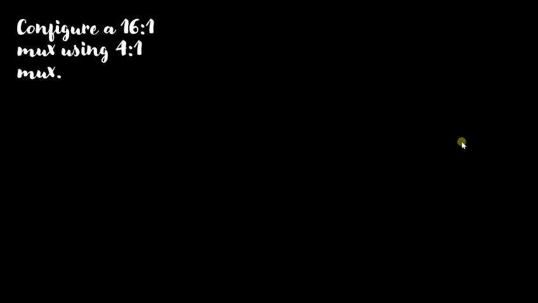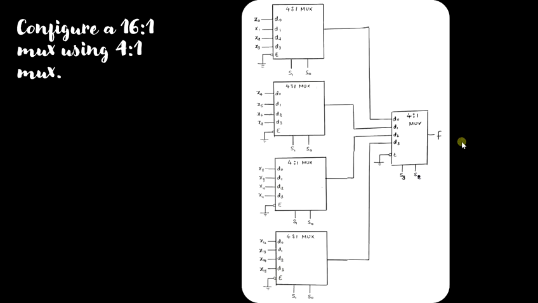Next, let us configure a 16:1 mux using 4:1 mux. So just look at this particular diagram. So here you can see we are using 4:1 mux, 4:1 mux, 4:1 mux, 4:1 mux. So totally four 4:1 mux are used, and the enable pin is grounded because you know that if the multiplexer has to function, then we need to provide an enable input to be active low.